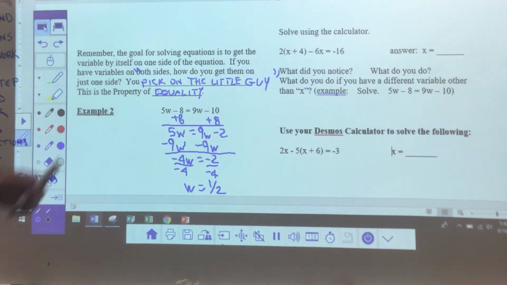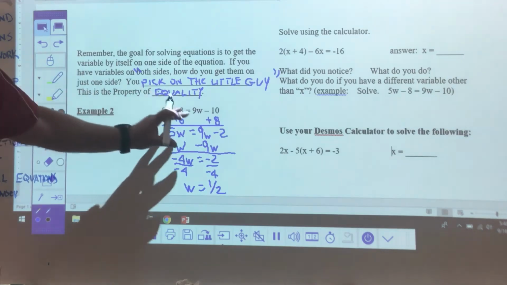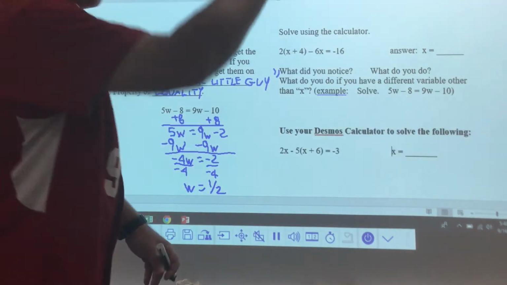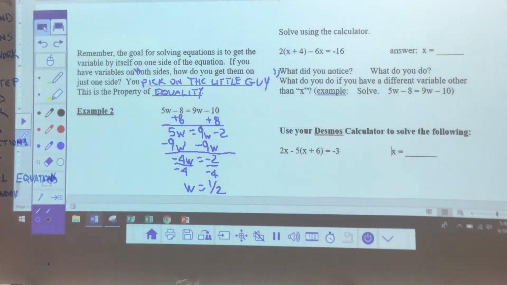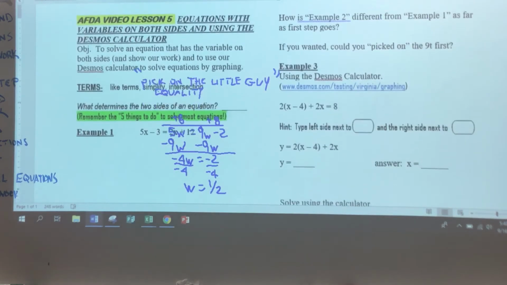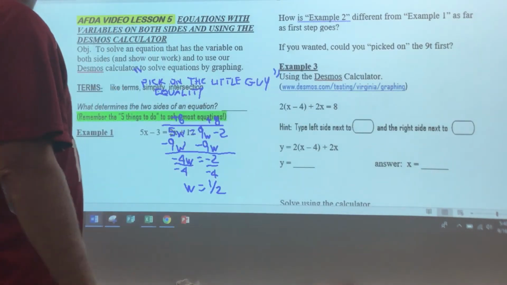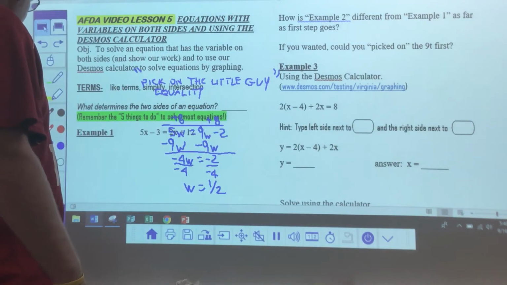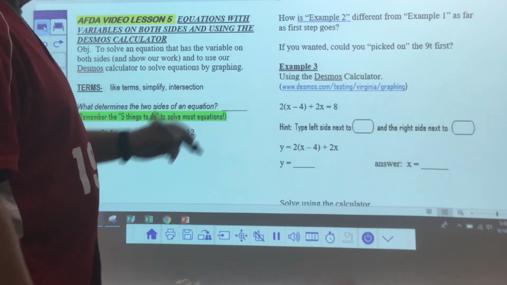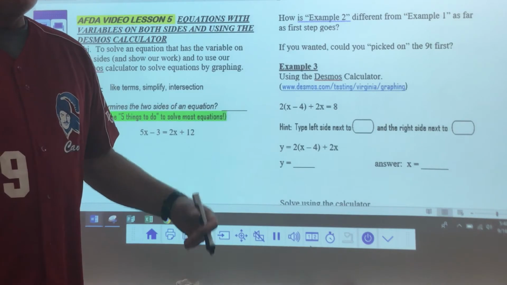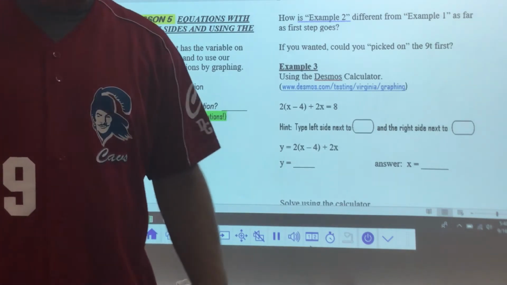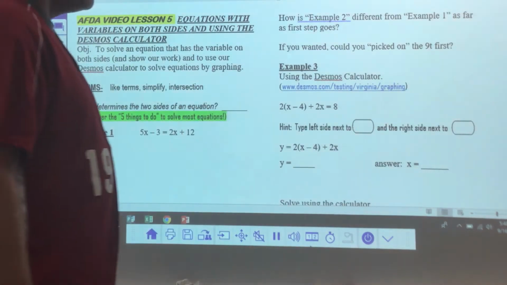Now take a moment, write that down, or pause the video and write that down, because I got some questions for you over here on the top right. Everybody good? Now, the first question I have for you here is, how was example 2 different from example 1 as far as first steps go? Well, if you said I didn't pick on the little guy, you're correct. I did not pick on the little guy.